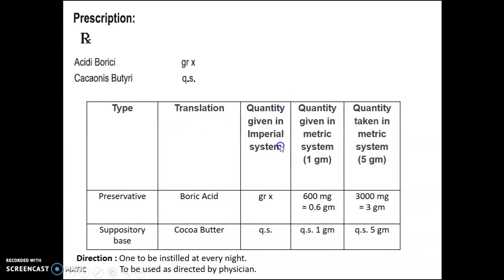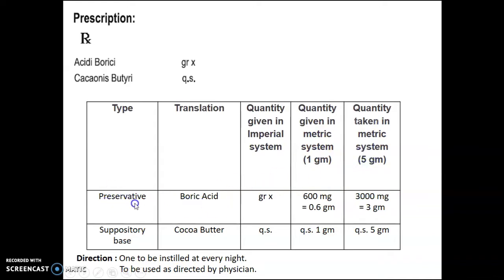We have the quantity given in the imperial system, as here the prescription is given in Latin terminology. Then the quantity given in the metric system for preparing 1 gram, and the quantity taken in the metric system for preparing 5 gram. We are preparing 5 gram because we have a suppository mold of 4, which delivers 4 suppositories each of 1 gram. So we are taking 5 gram, 1 gram being excess for overfilling the mold.